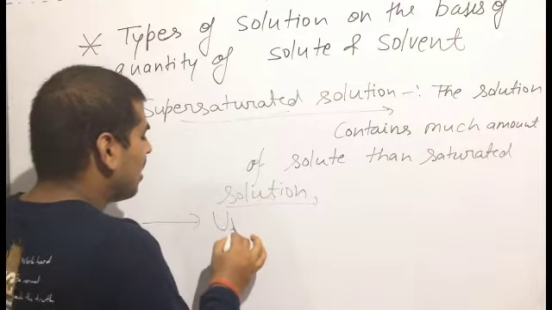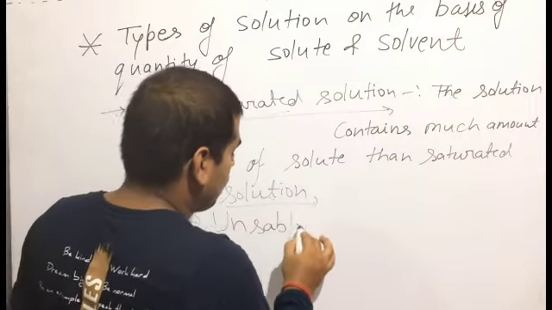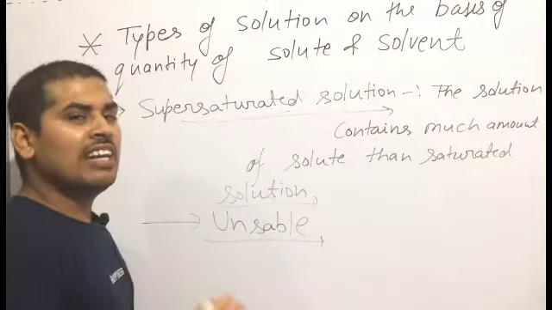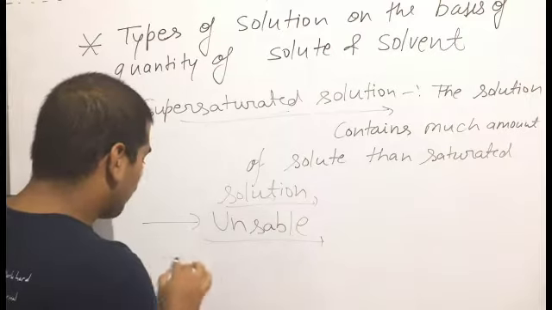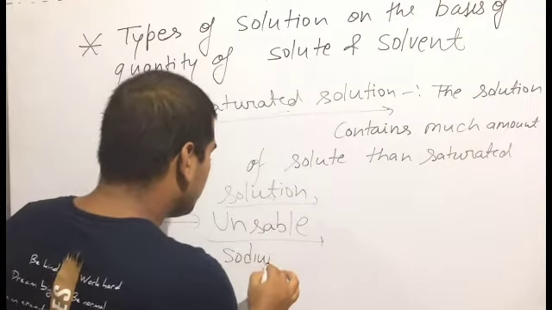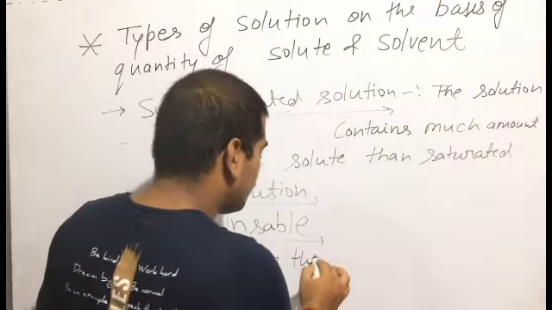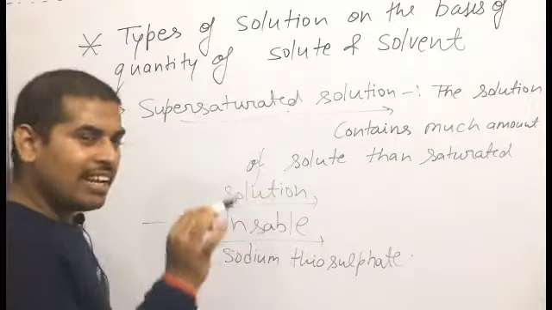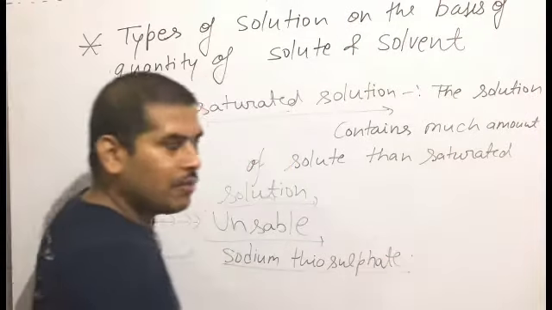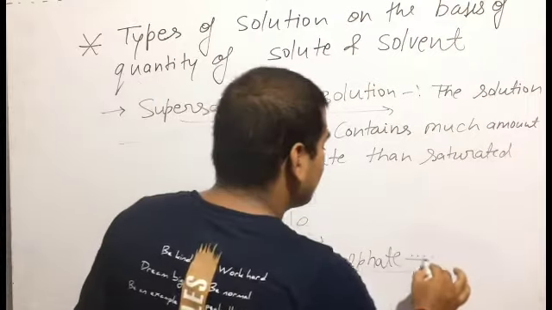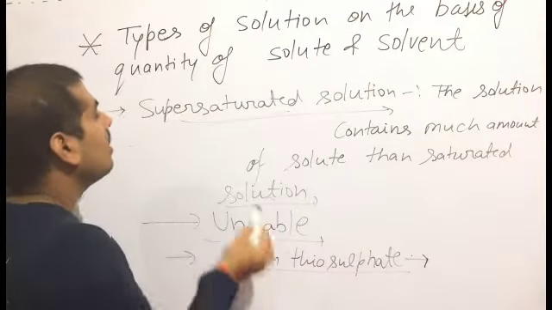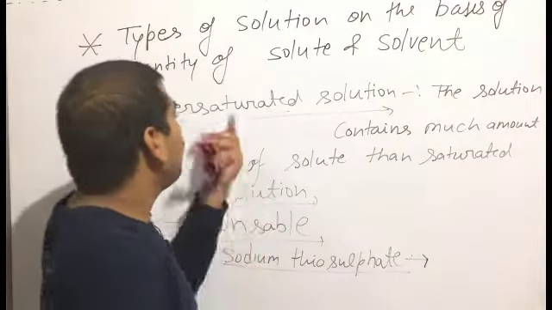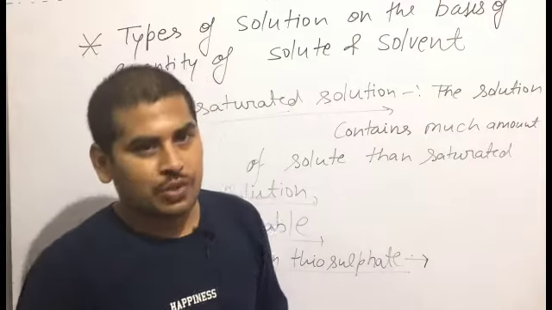Supersaturated solution is unstable, very unstable in nature. For example, sodium thiosulfate. When we heat sodium thiosulfate very carefully, then after crystallization it forms supersaturated solution.